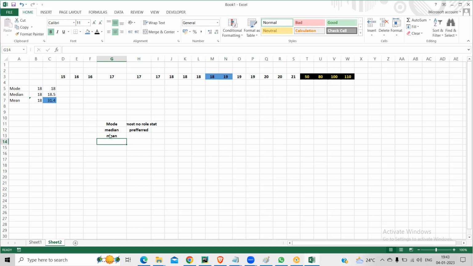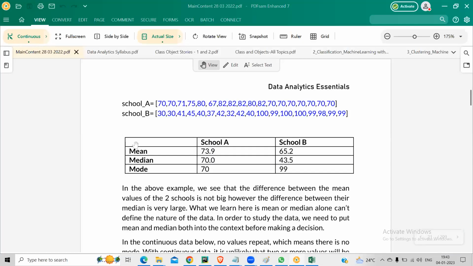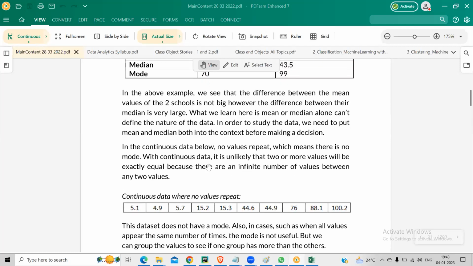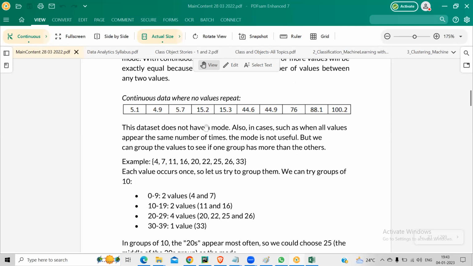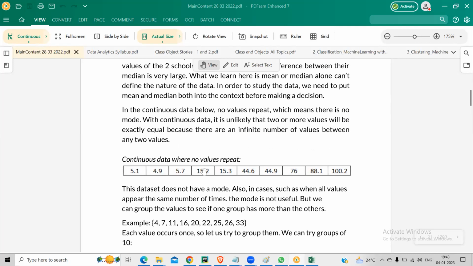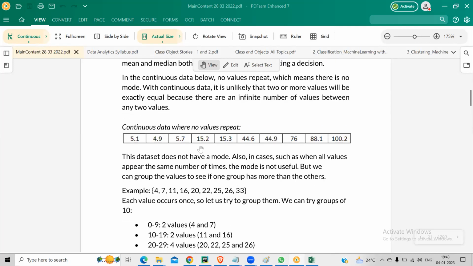Right? So this is why mean, median, and mode are all three important. Okay, so these are discrete values. In continuous values, as I said, we do it in terms of range, right?